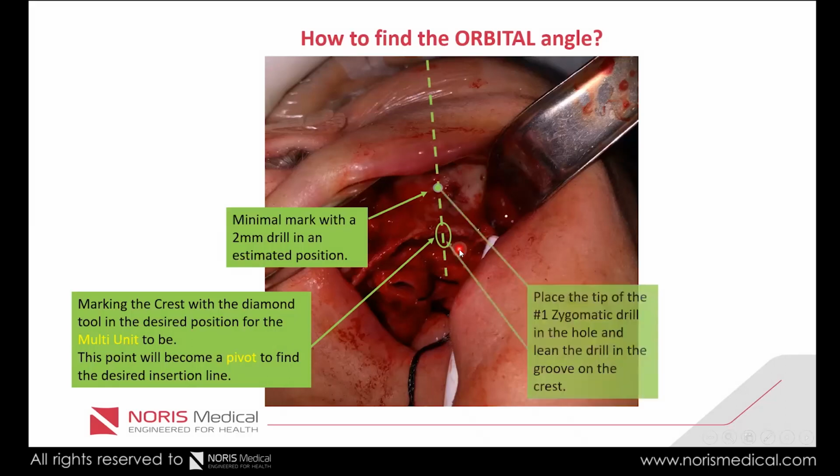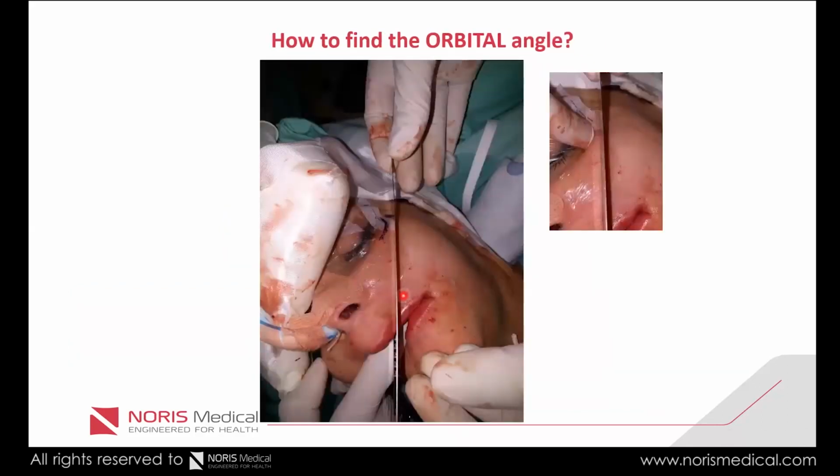What we do, we take the drill from the set. We insert the drill from the set into the hole we have placed, and we lean it on the groove on the ridge. Now we can close the cheek, and actually we can see the implant here. You see the implant? The picture is not so good. We see the implant here. We take a ruler, and we put our eye in a view like this, so that we see the ruler exactly on top of the drill. And we see where the ruler is going, and we mark where the orbital rim is. And then we can see this distance, okay?